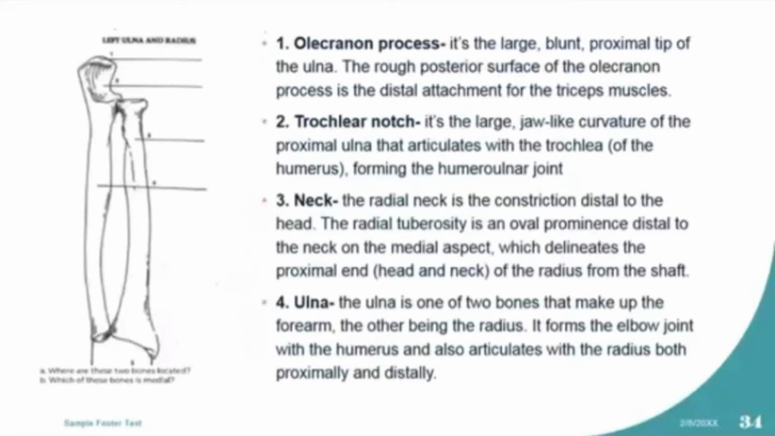So number 3 is the neck. The radial neck is the constriction distal to the head. The radial tuberosity is an oval prominence distal to the neck on the medial aspect, which delineates the proximal end, head, and neck of the radius from the shaft. Number 4 is the ulna. The ulna is one of the two bones that make up the forearm, the other being the radius. It forms the elbow joint with the humerus and also articulates with the radius both proximally and distally.